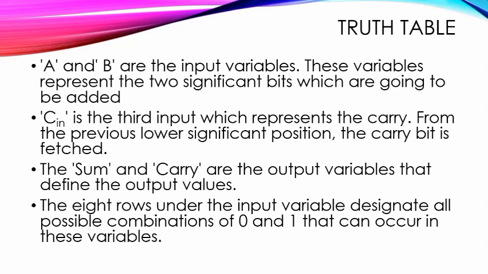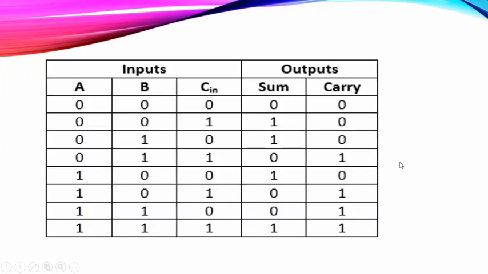The carry bit is fetched. So as I told, A and B are the inputs and Cin is the input which will be coming from the previous addition. Okay, so sum and carry are the 2 outputs. So let's see how this truth table works. So A, B, and C are the inputs in which 0, 0, 0. If you pass 0, 0, 0 inside full adder, you'll be getting sum as 0, carry as 0. So 0, 0, 1 means you'll be getting sum as 1, carry as 0.